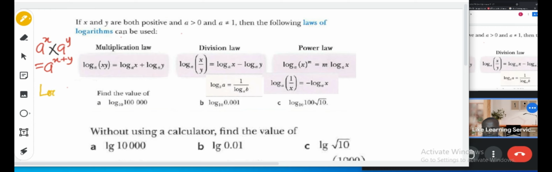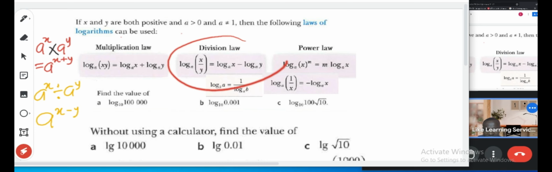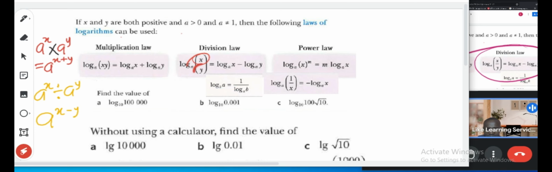Let me write it in indices: a raised to the power x divided by a raised to the power y. You say this will be the same thing as a raised to the power x minus y. You will see that it's related to this division law. Log of x divided by y will be equal to log of x minus log of y.